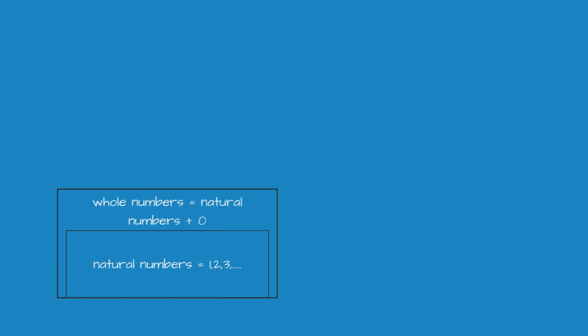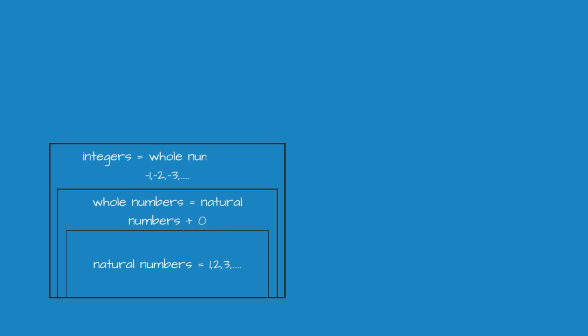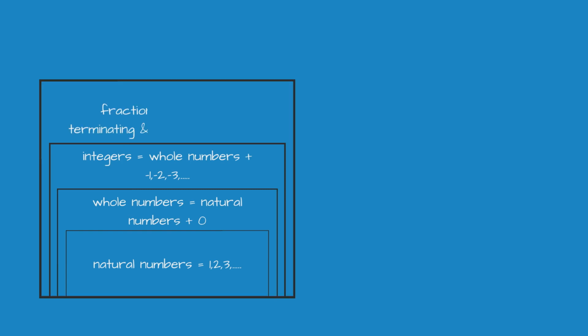In summary, natural numbers are counting numbers like 1, 2, 3 and so on. Whole numbers include the natural numbers and 0. Integers include the whole numbers and negative numbers such as -1, -2, -3 and so on. Next, fractions include all the integers along with the terminating and recurring decimal numbers.